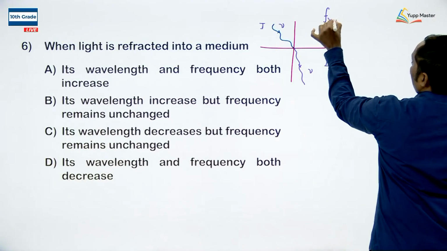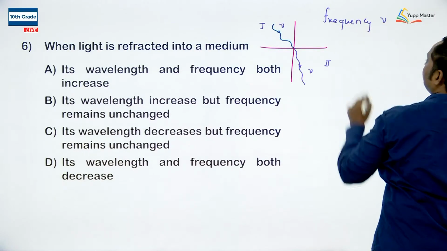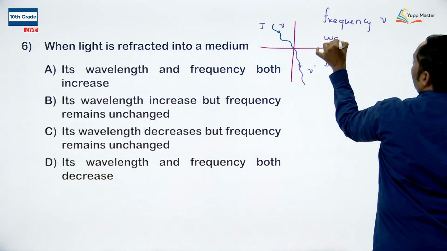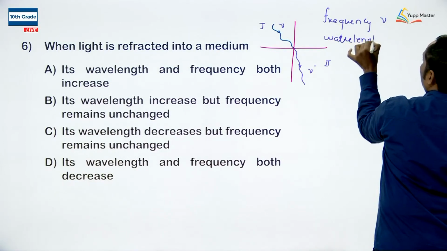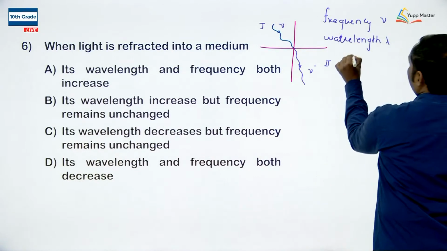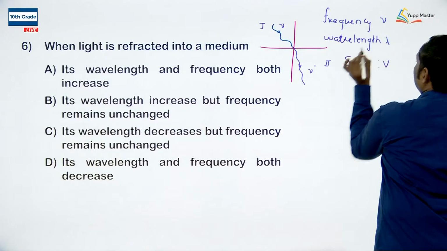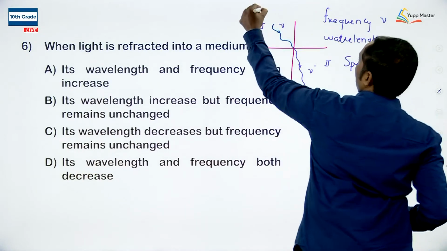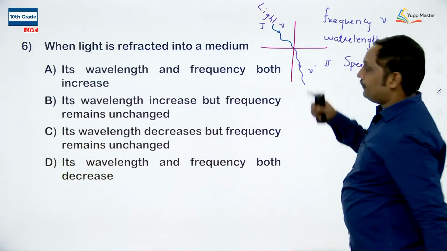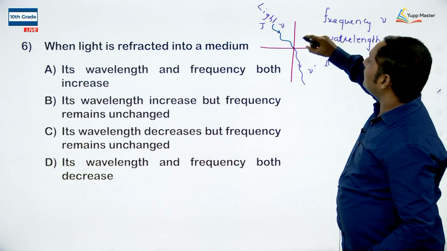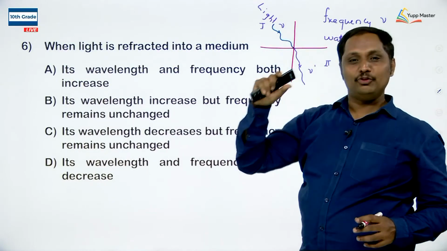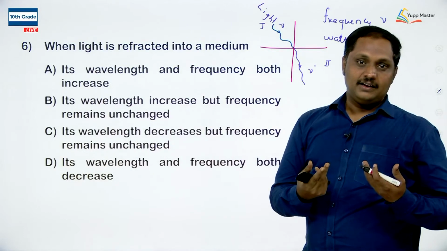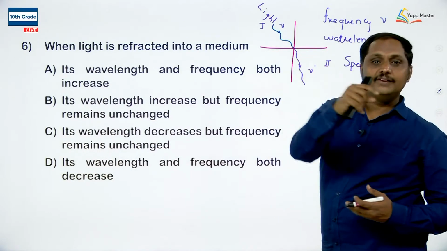Frequency is nu, let it be nu dash, and wavelength is lambda, and the speed of light is v. These are the parameters we have to consider. What is the case? The frequency of the incident light wave is dependent on the source which generates the light; the source of light can change the frequency. The medium does not have any effect on the frequency of that light.